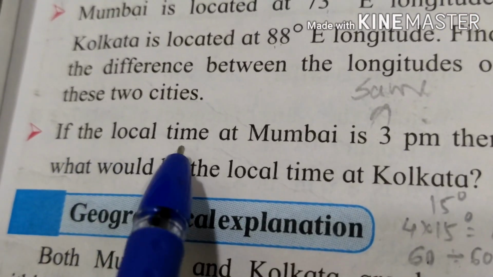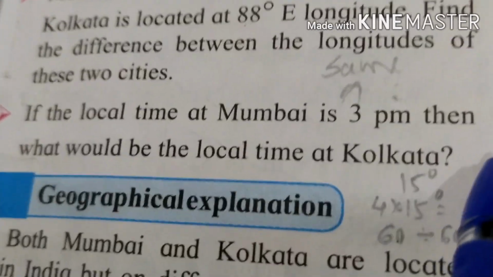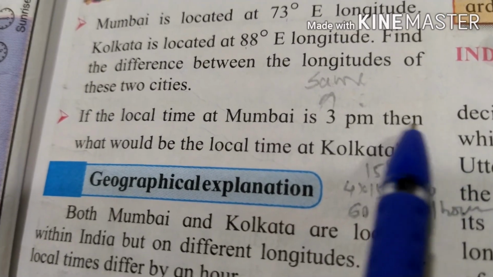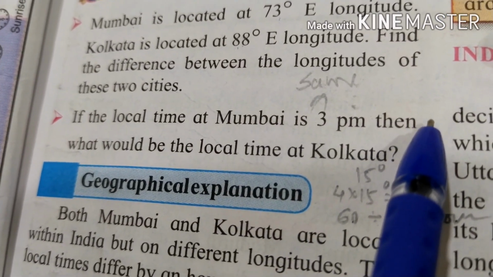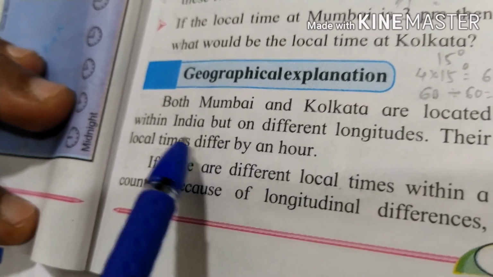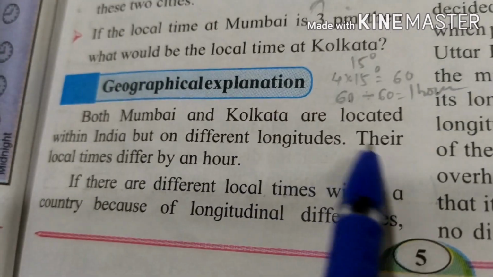So if the local time at Mumbai is 3 p.m., then what would be the local time at Kolkata? That will be 4 o'clock, because the sun has already passed Kolkata before Mumbai. We know that Kolkata is east and Mumbai is west. Both Mumbai and Kolkata are located within India but on different longitudes, and their local times differ by an hour.